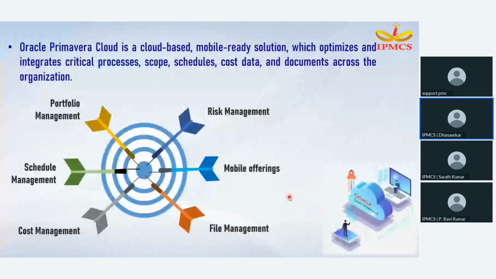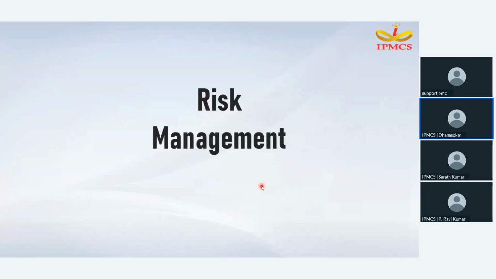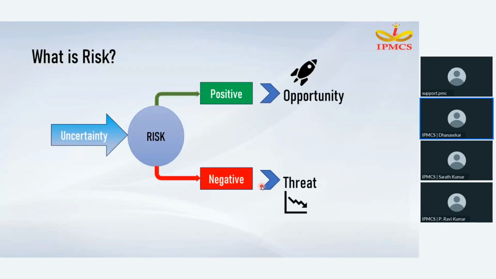In this session, we are going to go more into risk management. What is risk? Risk is a kind of uncertain situation happening in the project. It happens in two types: one is the opportunity, which is positive, and the second one is the threat, which is negative for the project.